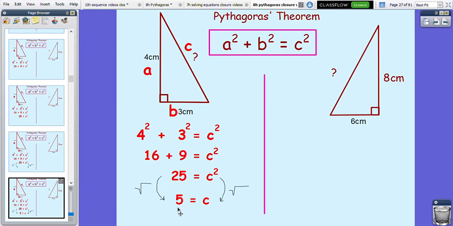Okay, so you're going to try one now. I want you to pause the video and see if you can use Pythagoras' theorem to calculate this missing length.